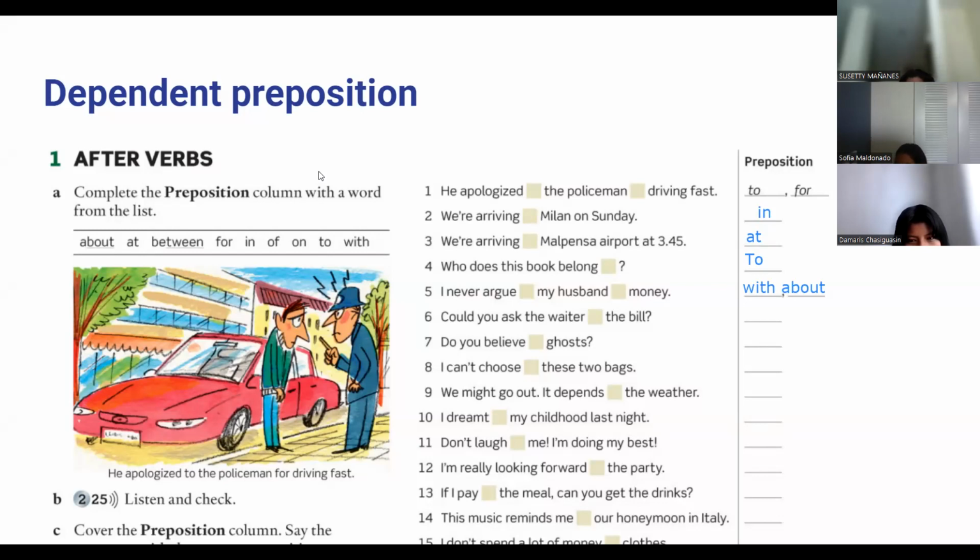Next, Sophie. I can't choose. Number 8. I can choose between these two bags. Very good. Between. Damaris, number 9. We might go out. It depends on the weather. Exactly. Depends on. Very good. Let me see your answers.